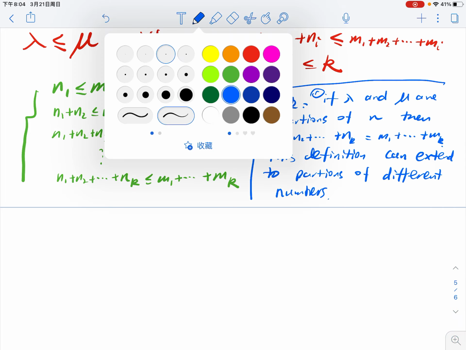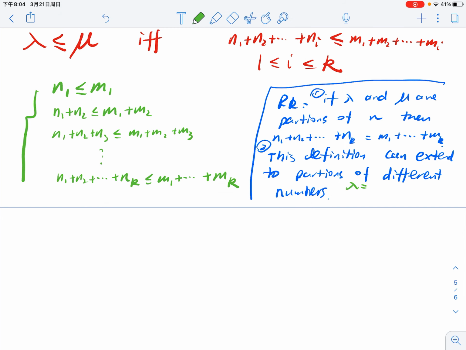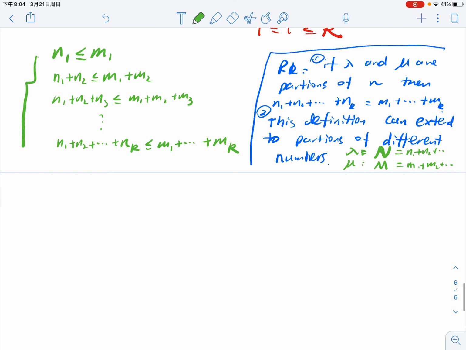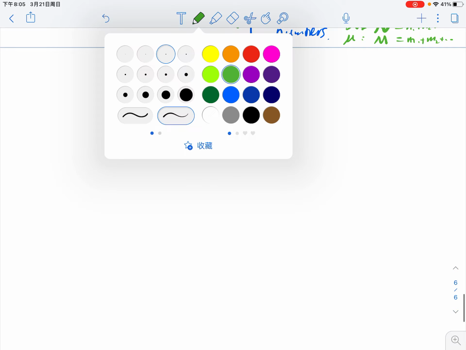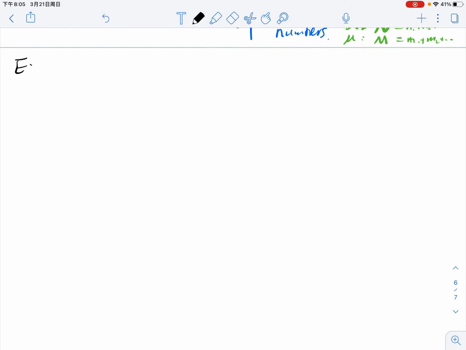In other words, lambda can be a partition of capital N, n1 plus n2 plus blah blah, and mu can be a partition of capital M. So N and capital M can be different. You can also run this definition. Of course, not every two partitions can be compared, but they do give you some natural partial order. Okay, now let's look at several examples.